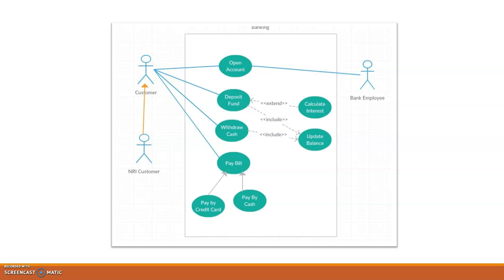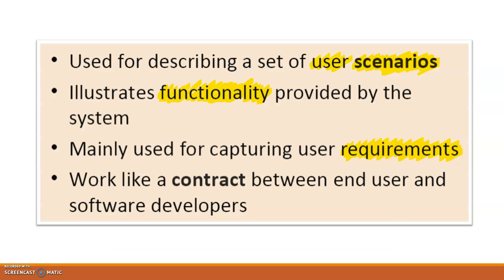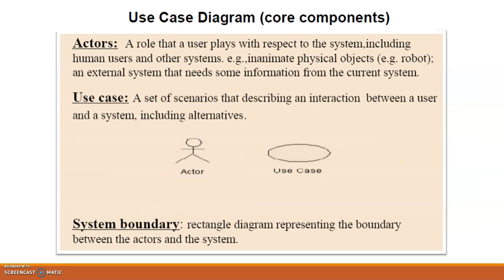So you can explain to your client that okay, these are the people who can use your system, and these are the functionalities or the processes or whatever. So it is easy to understand for a non-technical person. That's why we call it a contract between the end user and the software developers. So these are the basic points about the use case diagram. Now we have core components that we will cover in the next part.